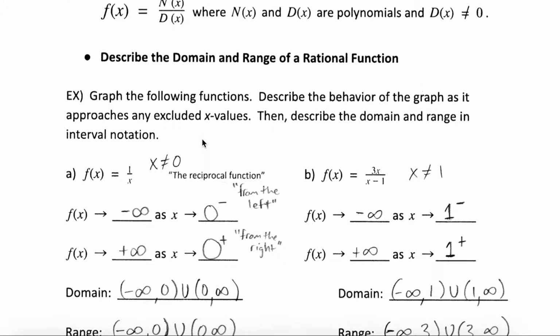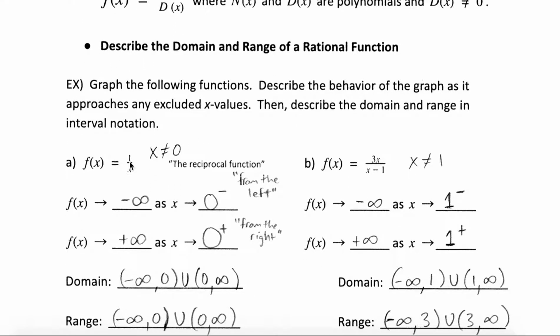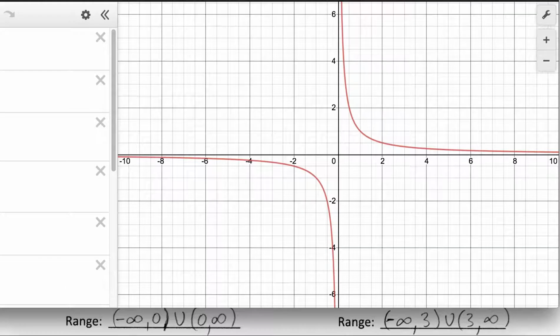Let's look at the most basic one. This is just x flipped. It's called the reciprocal function. It's 1 over x. So we know that x cannot equal 0. That would be undefined. But we'll take a look at the graph and see that it's got a lot of other values that it could be.